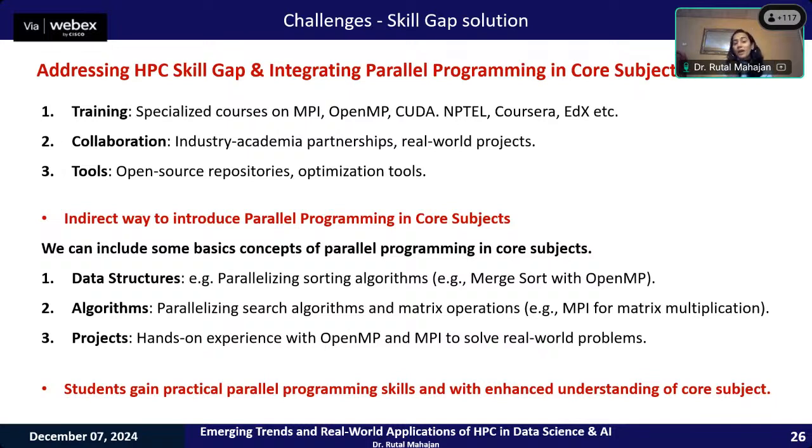And they have to include parallel programming. So this is how they get a fun way, the insights on parallel programming, along with the core subjects, without the burden of learning something new. So this is what I do. We can do such things to introduce parallel programming to the students. Students gain practical parallel programming skills with an enhanced understanding of the core subject. That is what I found by applying this solution for this skill gap.